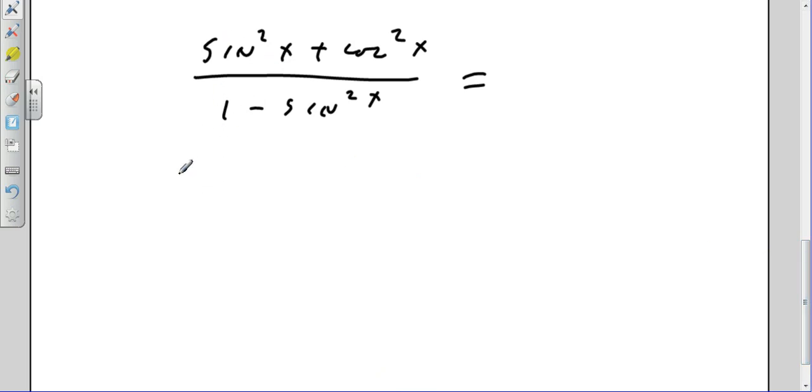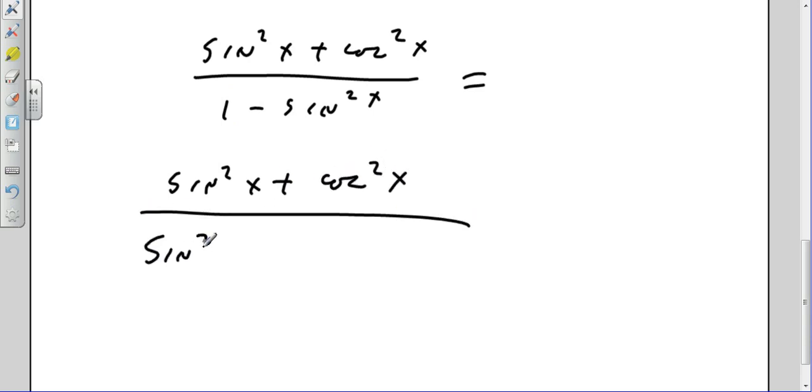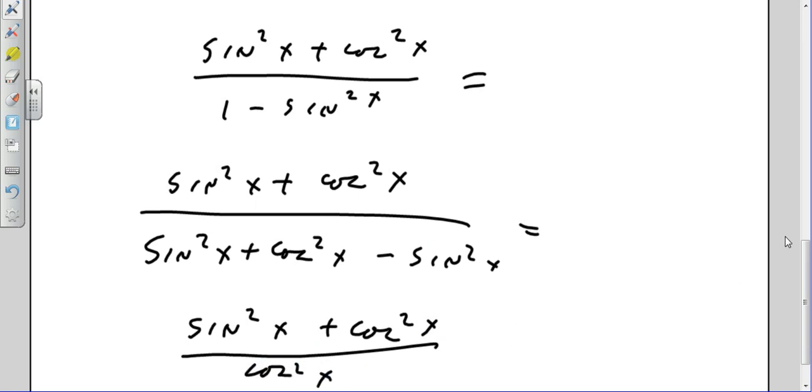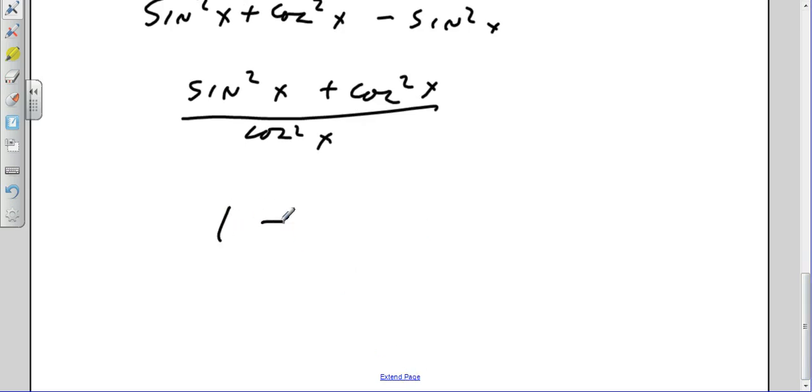Now what's 1? So I've got sine squared x plus cosine squared x divided by sine squared x plus cosine squared x minus sine squared x. And then I've got sine squared x plus cosine squared x divided by cosine squared x, and that becomes 1 plus tangent squared x, which is what I'm looking for, so I'm done. And I probably should have gotten there sooner, but I got there, and that's all that matters.